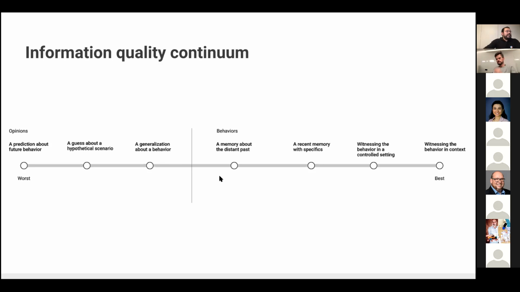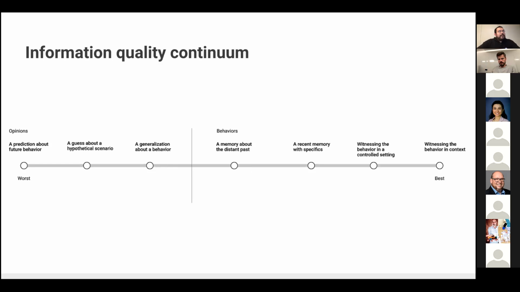And then we start to get into the realm of, okay, this is good information, or this is better information. We start to get into, past the line of behaviors. So, the worst kind of information in this realm that you could get is a memory about the distant past. We as humans don't have very good memories, unfortunately. And the way that our memory works, in fact, is that it can be influenced over time. So there are some really interesting exercises that you can do to actually check this.